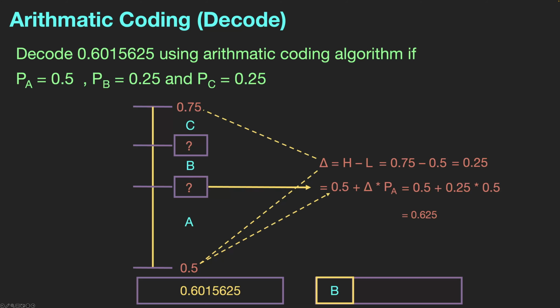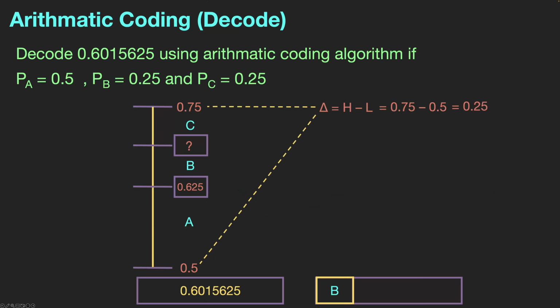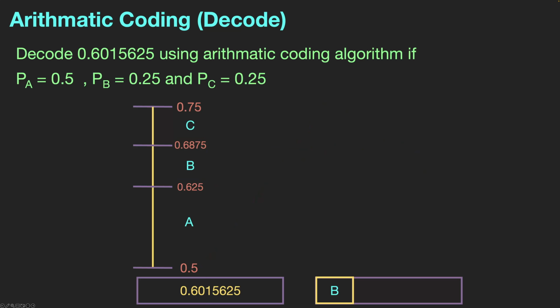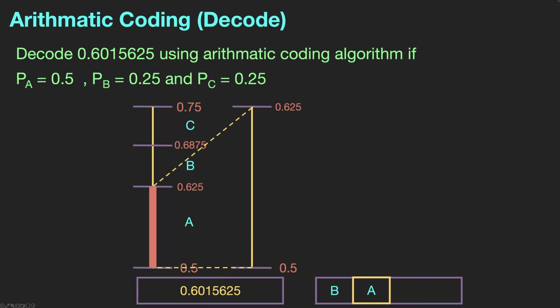Following the same calculation process we followed during the encoding, we will calculate the intermediate values. Now, the code word falls within the interval A with high value 0.625 and low value 0.5, and the character A is decoded. One thing: before expanding each interval, we have to check whether the average value of the interval is equal to the code word or not. In this case, it is 0.5625, which is not equal to the code word, so we have to expand this interval.